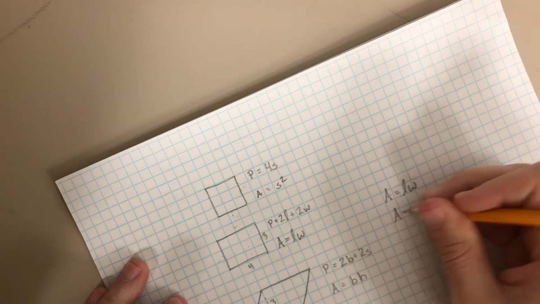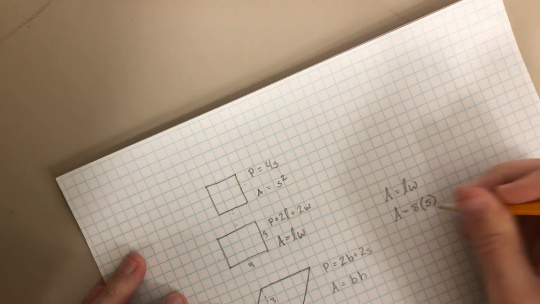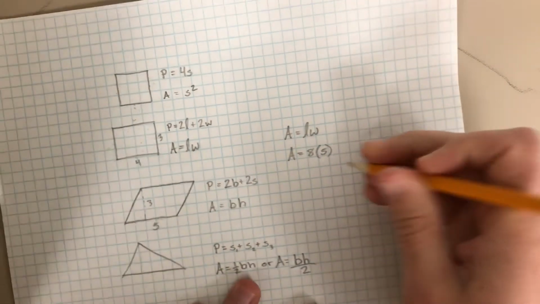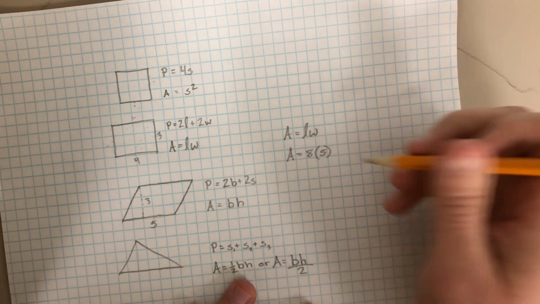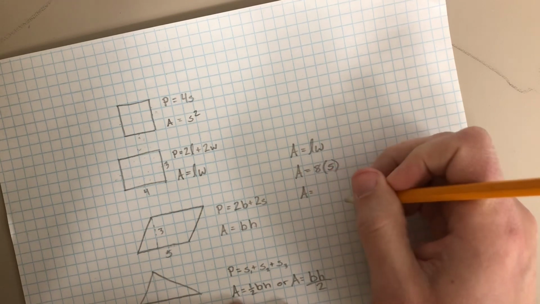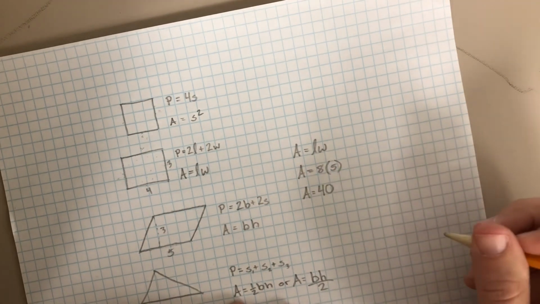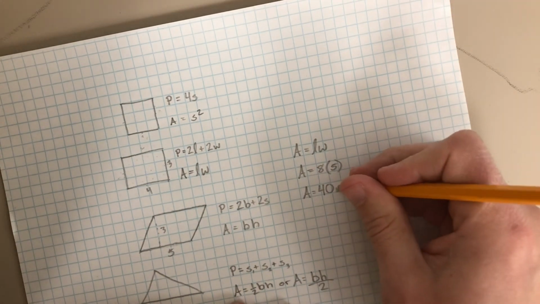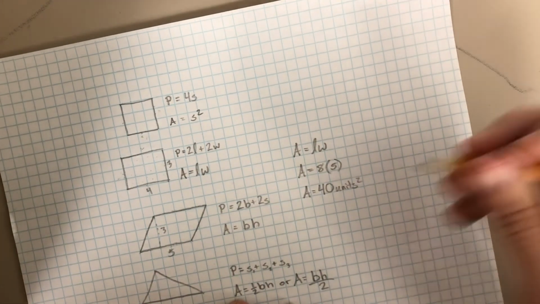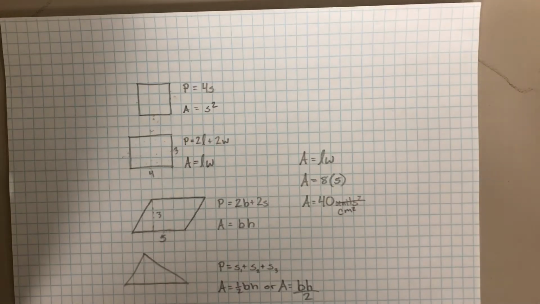So the area equals, and we're substituting 8 for the length and 5 for the width. Now remember, when the numbers are next to each other, that means multiply. So in this case, area equals 8 times 5, so the area of that particular rectangle would be 40 units squared. Okay, and actually I guess it's centimeters, so we'd have centimeters squared instead of units squared.